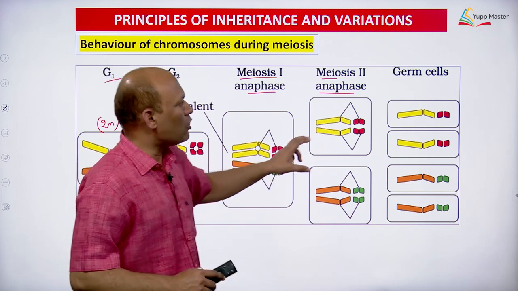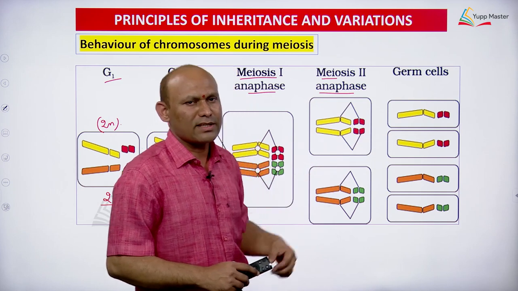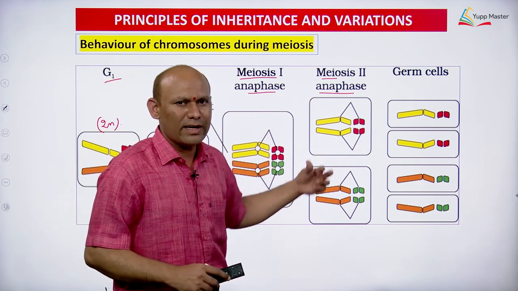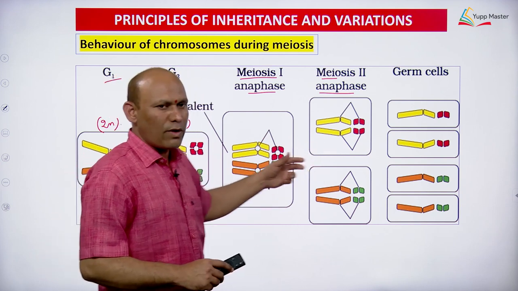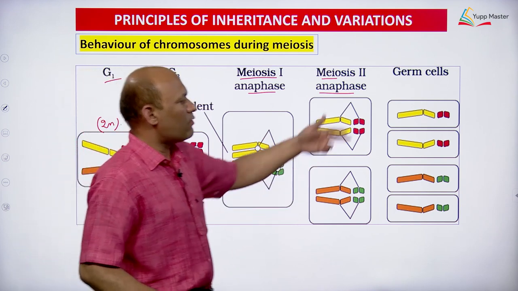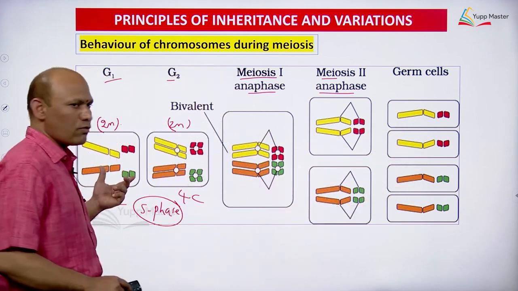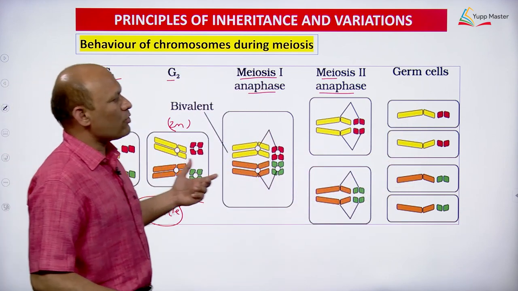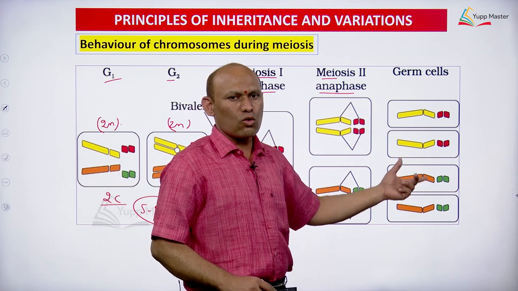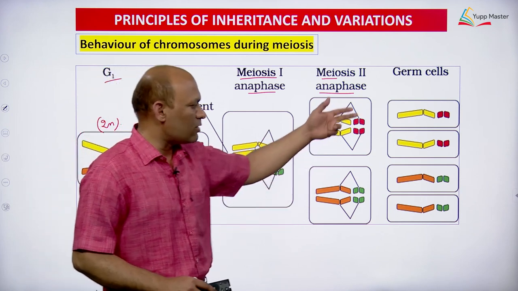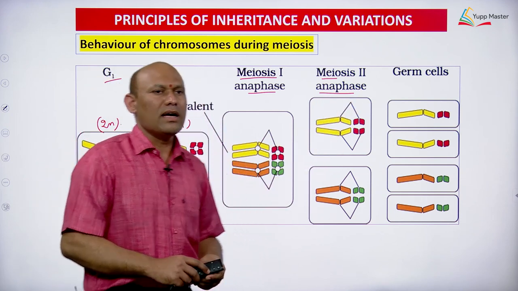As far as meiosis 2 is concerned, meiosis 2 is exactly similar to that of mitosis, dear students, right? So at the end of meiosis, from one cell, how many cells will be formed? 4 cells will be formed, dear students. Initially you have seen 4 chromosomes over here. Now you can see each cell is having how many? 2 chromosomes. Means chromosomal number is reduced to half. So therefore, this division is called reductional division.